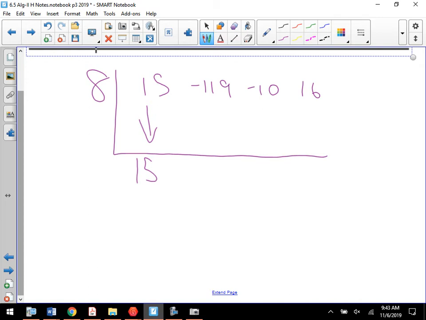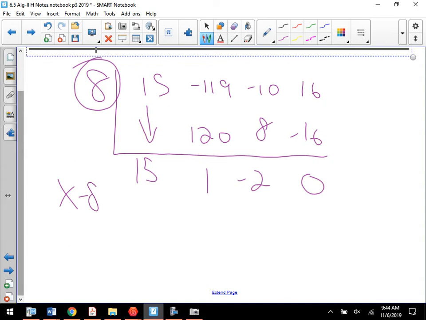How much is 4 sets of 15 minutes? 60, right? If I double it, what do I get? 120. Okay. Better be a 0 because it told you it was a 0. All right. So you know this is a 0. Okay. That gives you x minus 8. Good. Now this is 15x squared plus 1x minus 2.